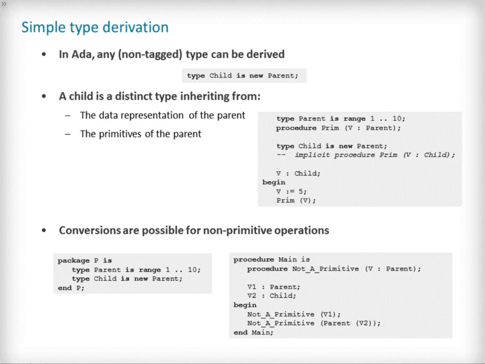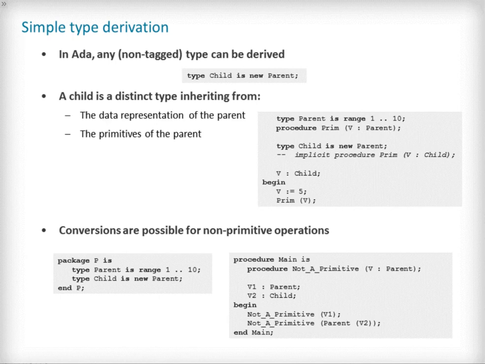Please remember that although there are some inherited benefits, the new type is absolutely distinct within the type model, and type conversion will be needed when using non-primitive operations. Here we see package P declaring a numeric type parent with a range from 1 to 10, and then it is used to derive the new type child. Child will inherit certain benefits from parent, but it is a distinct type in its own right.